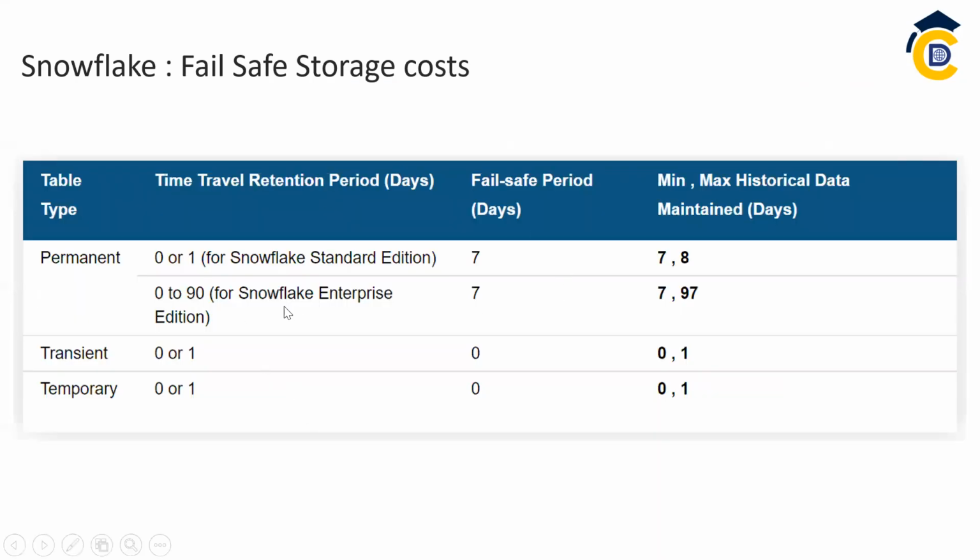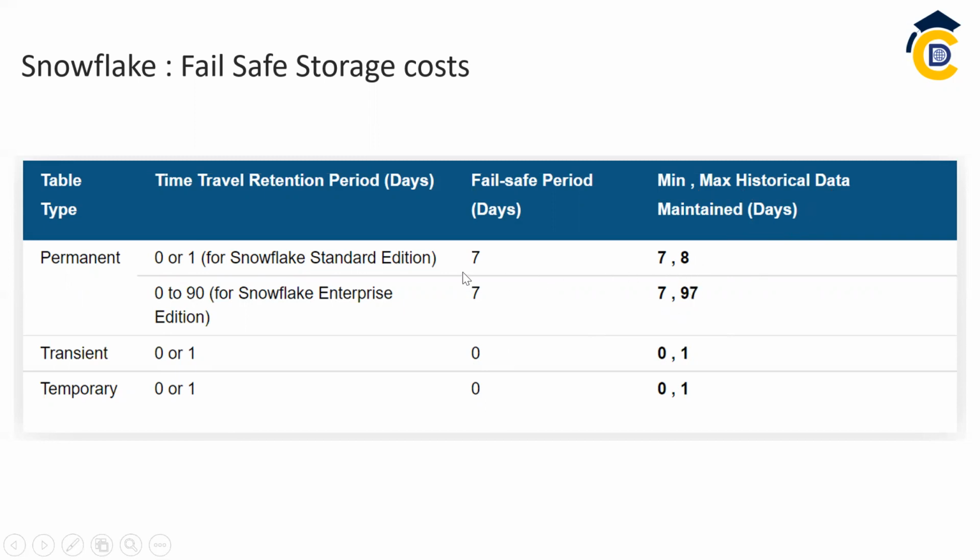For the table, permanent time retention is 0 to 1 in standard edition, and up to 90 in enterprise, which we have already seen. Transient is 0 or 1 as the max for time retention. Failsafe is 7 for permanent, and 0 for transient and temporary types of objects. So the min and max historical data maintained is 7 and 8 days.